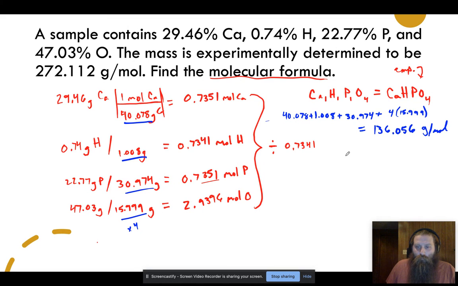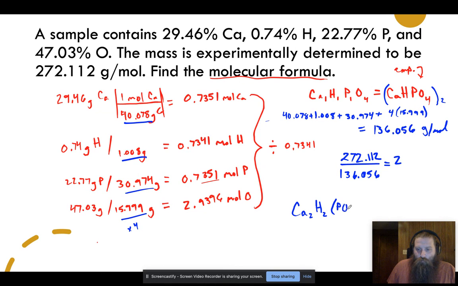We have 272.112. I think we can all figure out where this is going. 272.112 divided by 136.056, which we just found. 272.112 divided by 136.056 gives us 2 exactly. So we know we need to multiply everything in the empirical formula by 2, and that's going to give us Ca2H2. And we know that PO4 is phosphate, so I'm going to leave phosphate in a bracket and put a 2 outside of it, just like that. So there's my molecular formula.